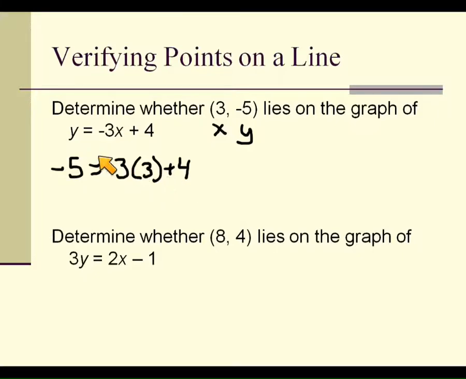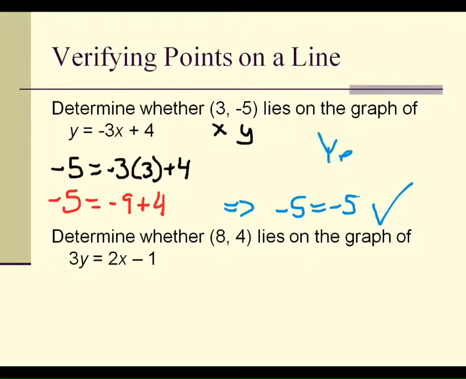Okay. I'm going to simplify this right-hand side. I do the multiplication before I do the addition. -3 times 3, -9. And then I can do that addition. -9 plus 4 is -5. I get negative 5 equals negative 5. Is that true? Yes. So that means, yes, this point lies on that graph. Because I got something that was true. If I would have got like negative 5 equals 10, okay, I know that point's not a part of that equation. It wouldn't work. Okay? It's not part of that equation.